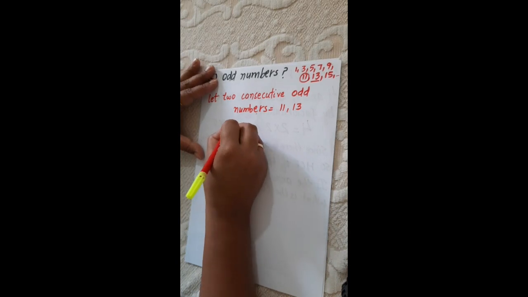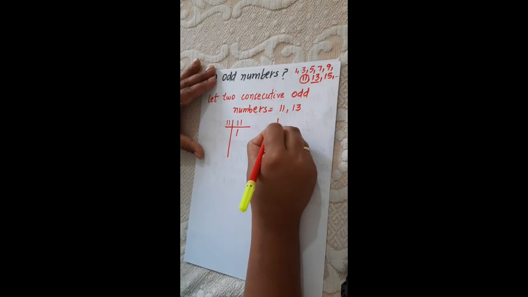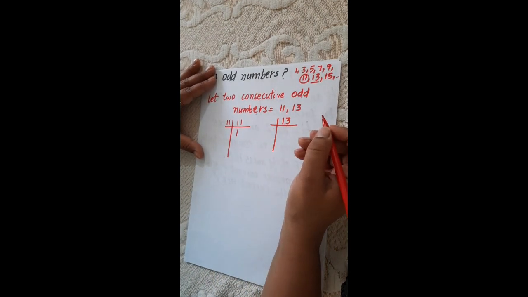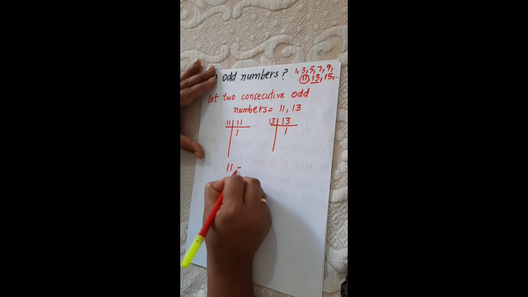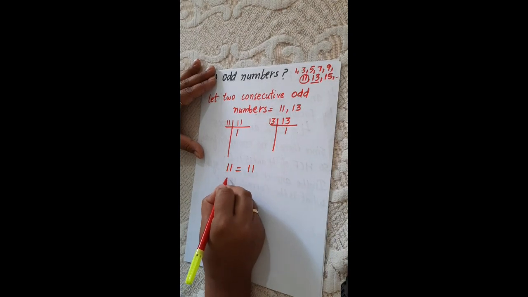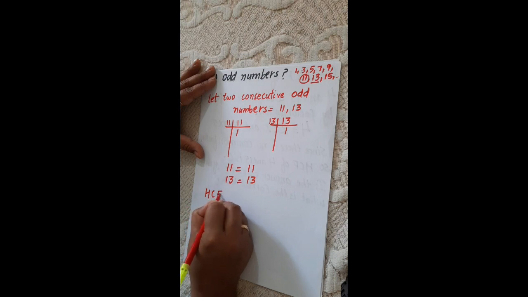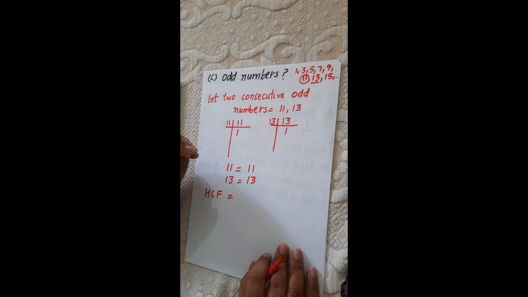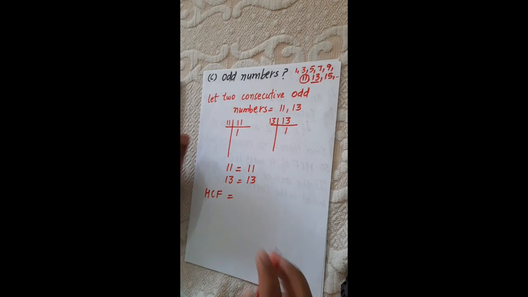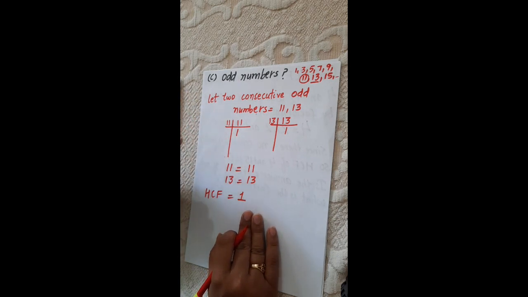11 and 13. So here I have 11, and we know that 11 is divisible by 11 only. So next we have 13, and here 13 is also a prime number, so it is divisible by 13 itself. So prime factors of 11 are 11, and the prime factors of 13 are 13 only. Now you have to write the highest common factor, and it is clear there is no common prime factor. If there is no common prime factor, so you will take 1. You will write 1 because 1 is the factor of every number.